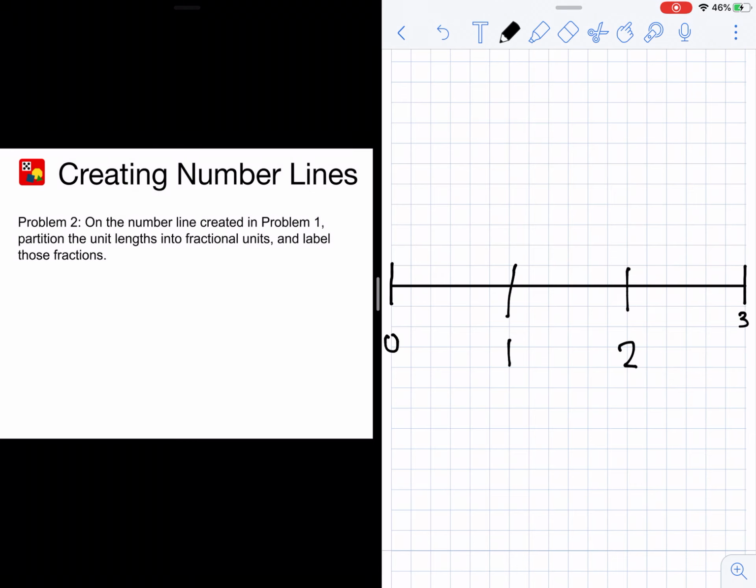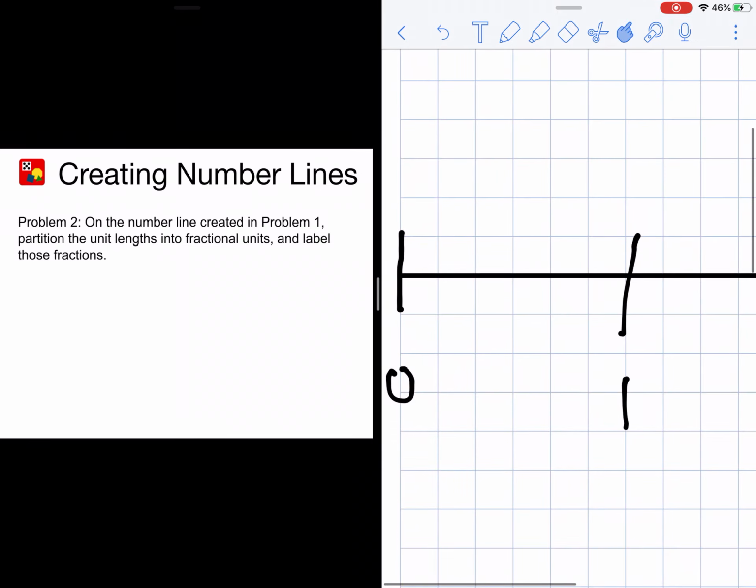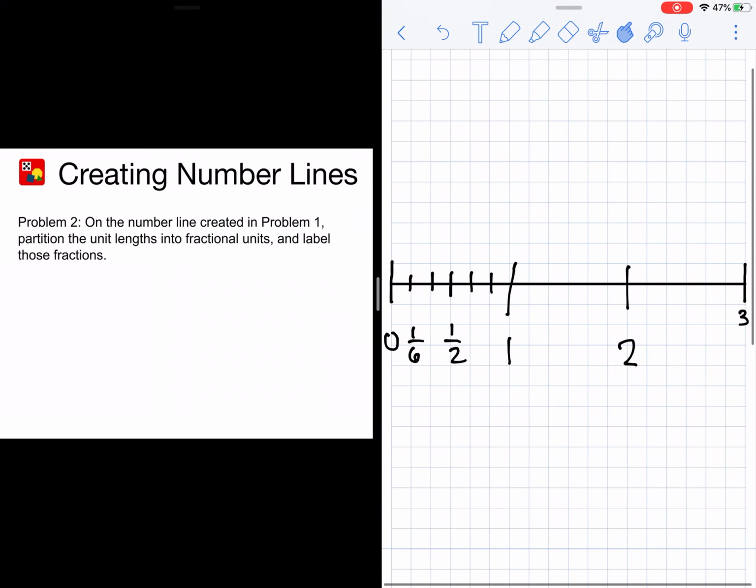Problem number 2 is on the number line that we created in problem 1. We're going to partition the unit lengths into fractional units, okay? So that means each 1 inch, we're going to partition it into a fraction. So we know that we have a half here. So that's a fractional unit. And then in between, we can partition all of these units, which these are 1/6. So we're going to do that for each partition, each unit length.